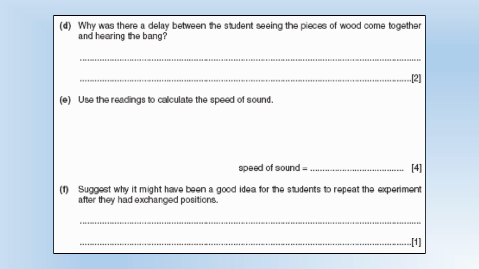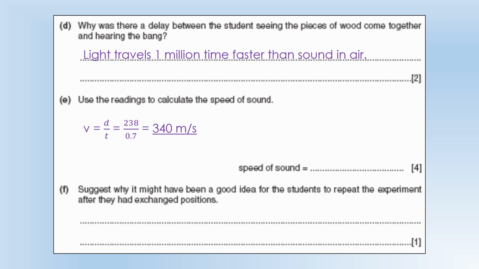Why was there a delay between the students seeing the pieces of wood come together and hearing the bang? Well, as we've seen before, light travels 1,000,000 times faster than sound. Use the readings to calculate the speed of sound. So speed is distance over time, as long as the speed is the same the whole time. So it's 340, which seems very reasonable for sound.